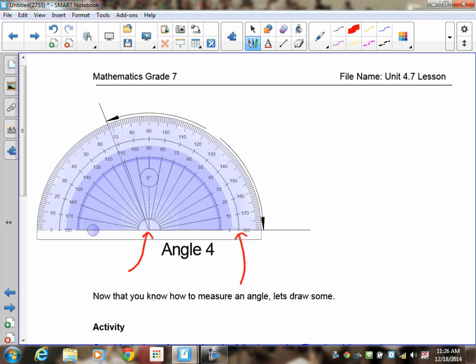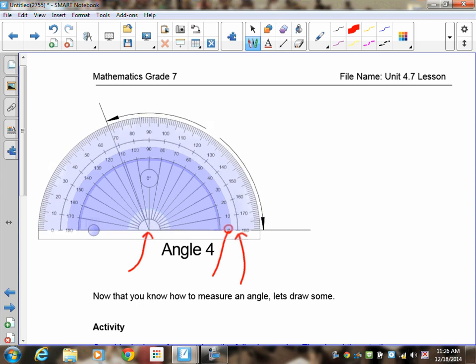And now I can take a look at my angle, start counting. Now I've got a 0 here, so it's 10, 20, 30, 40, 50, 60, 70, 80, 90, 100, 110, slide out, and you can see that we've got 2 degrees past the 110. Okay, that means my angle is going to be 112 degrees.